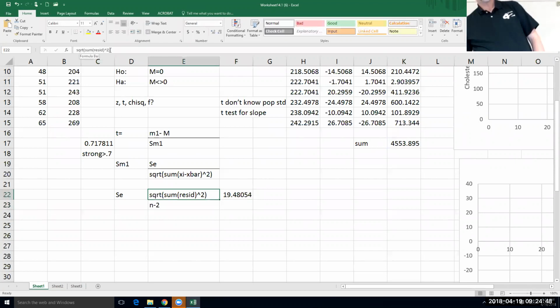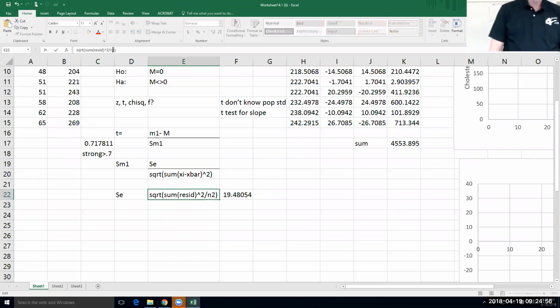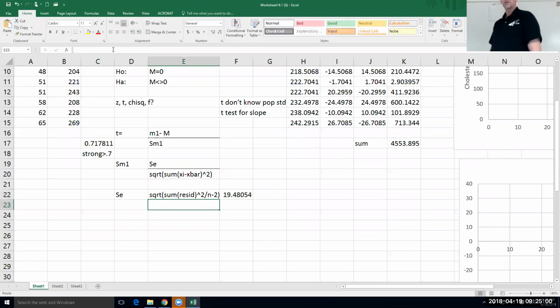The square root, maybe I'll just do it this way, slash 12. That's 12, n minus 2. So I wrote the formula wrong, and that's why I did it wrong. Okay? That's what it should be. It should be 19.48. So you divide it by 12 before you take the square root. Very important step.